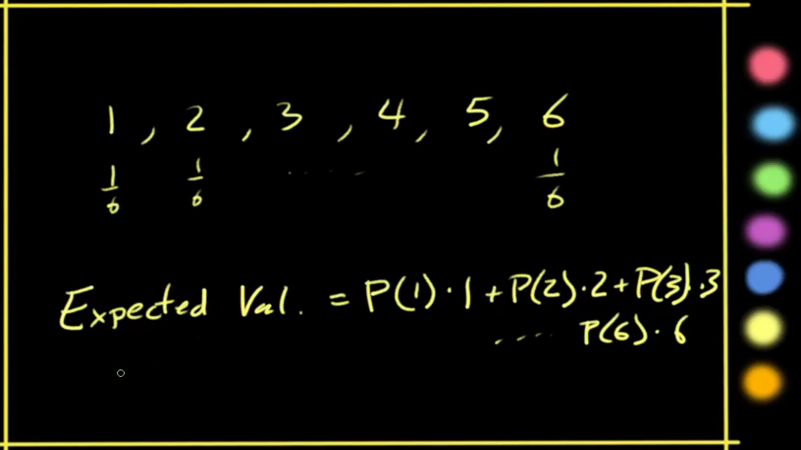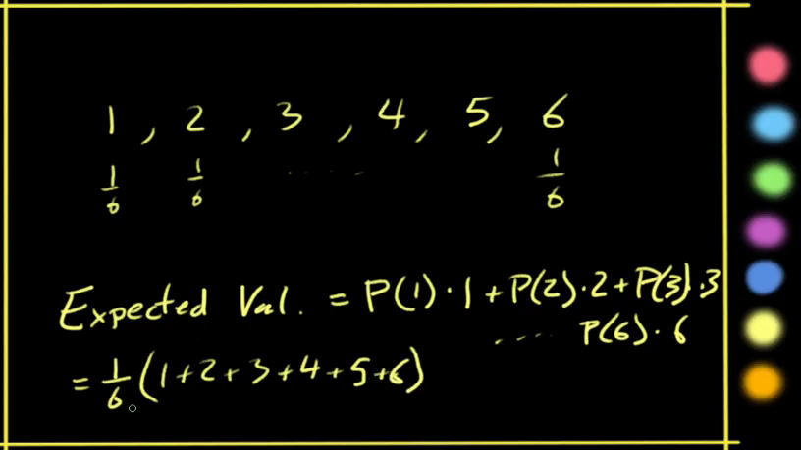So if we compute that out, these probabilities are all 1/6. So we can take that out as being 1/6 times 1 plus 2 plus 3 plus 4 plus 5 plus 6. And you might recognize that this is just the average, right? When you take the average of 6 numbers, you just add them all up and divide by how many numbers there are. And if all the numbers are equally likely, then the expected value is just the average. So in this case, it'll be 3.5. 3.5 would be the expected value.